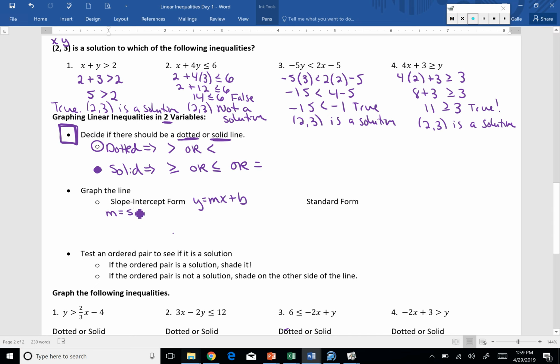And remember, m for married. The slope is married to x. It's always with it. When you have your slope, remember, it's the up or down over the left or right, whichever it happens to be. See, up, down, over the left, right. It's your rise over your run. The b part of this is the y-intercept.